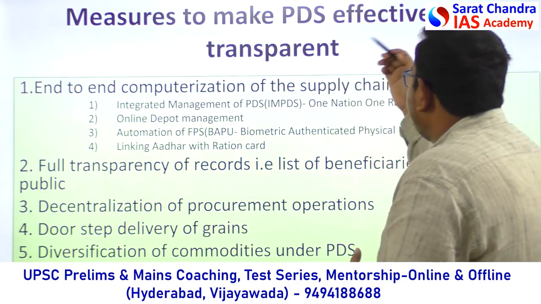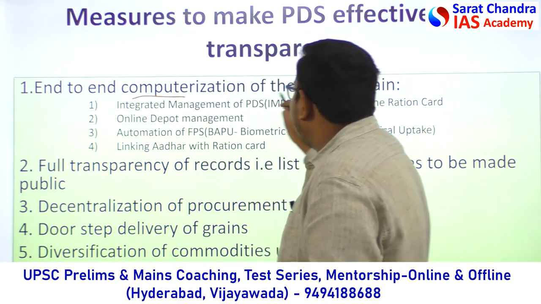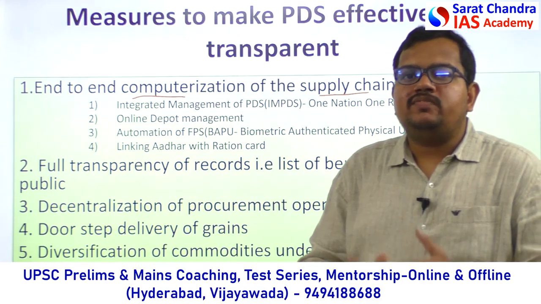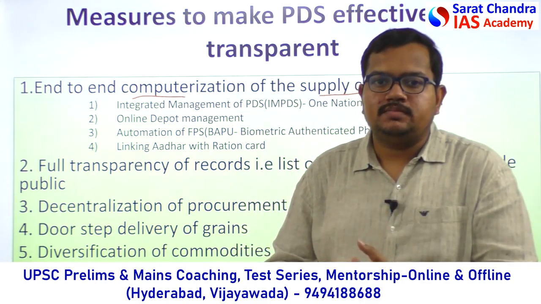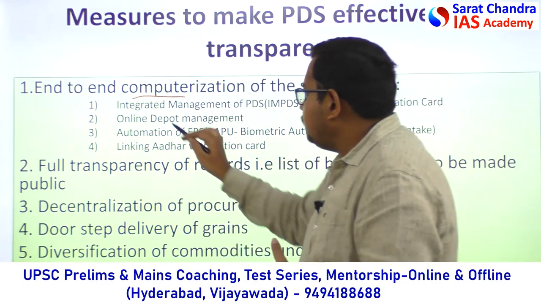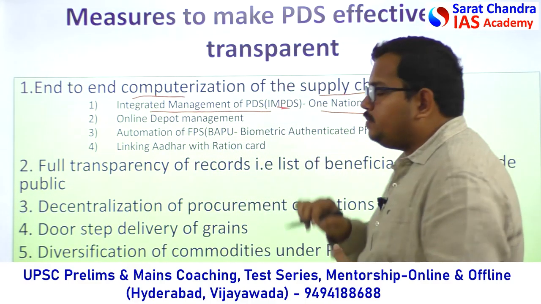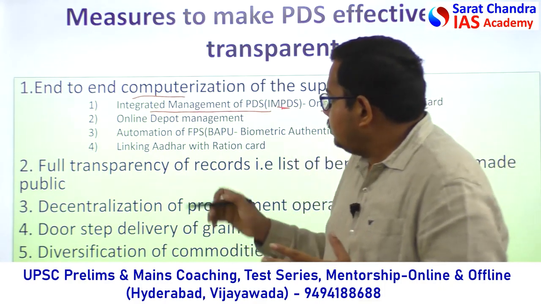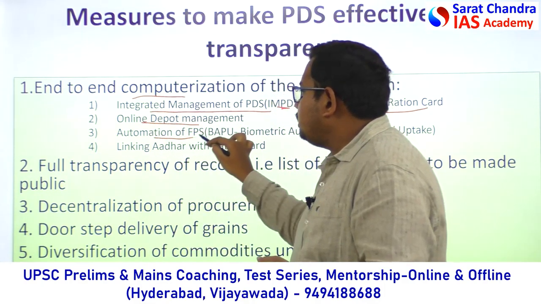So measures to make PDS effective and transparent. First measure, end-to-end computerization of the whole supply chain. And when we do that, obviously what will happen? The leakages, the corruption, all these aspects will reduce. Now, what are some of the measures taken by the government with respect to this aspect? If you see, integrated management of PDS, IMPDS, is being developed for the One Nation One Ration Card system. Okay. And similarly, online depot management of the whole PDS system and automation of FPS.